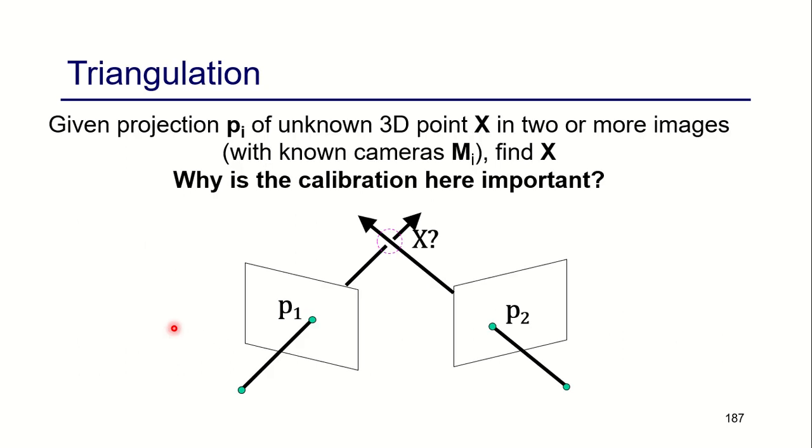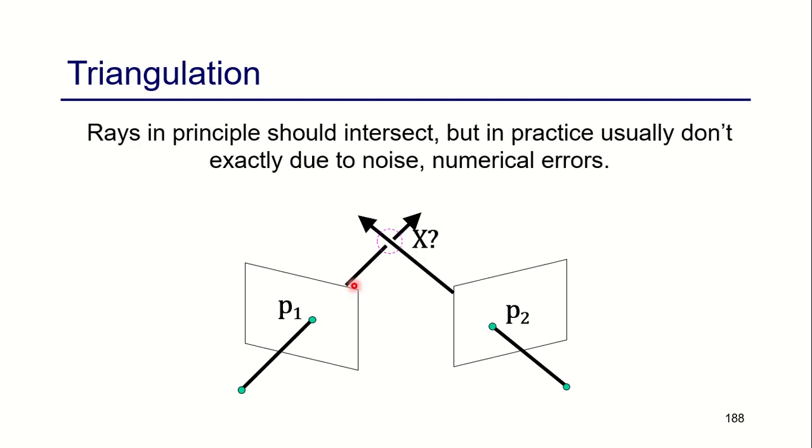The next topic is triangulation, that is, two points we projected. Given the projection pi of an unknown 3D point X in 2 or more images with known cameras Mi, we can then find X easily. Why is calibration important here? You have to find out how well it is calibrated and how it is focused on X.